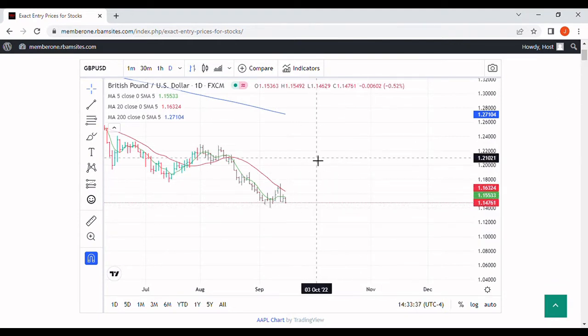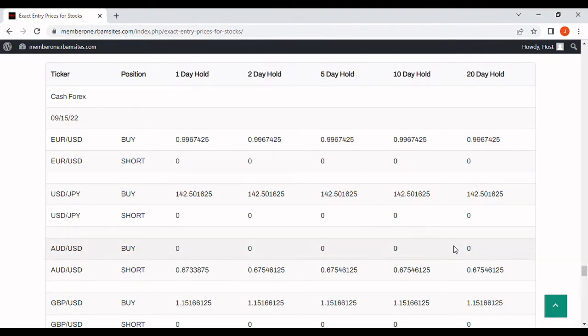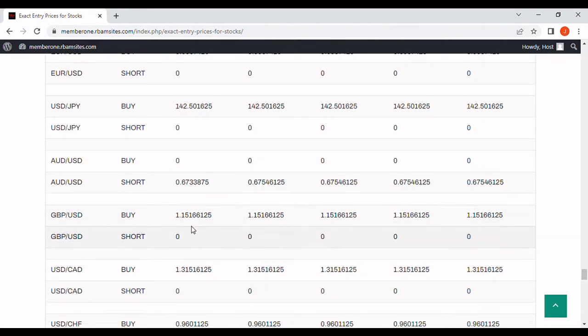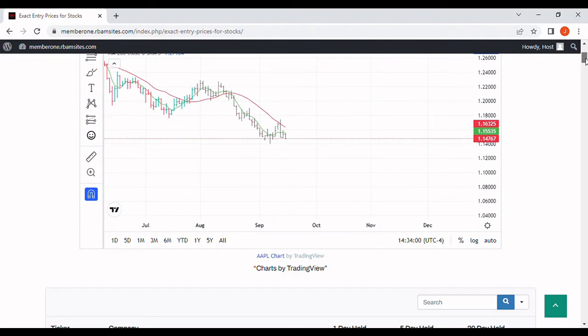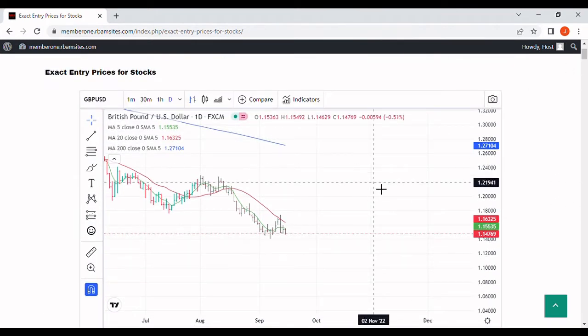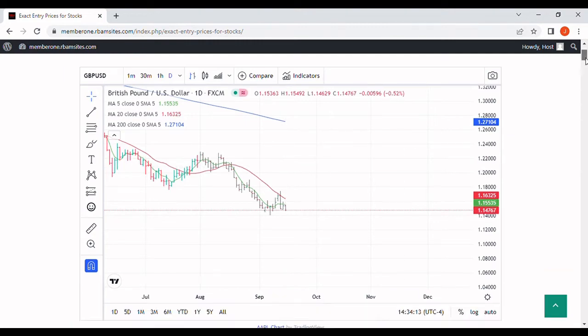Let's take a look and see what RBAM research says about it. Our low for the day here is 1.1462. Let's go down here and look at the algorithmically generated entry points. Find them here. And it looks like 1.15 across the board. Buy prices here. Let's go up and check that again. 1.15. Let's see what's going on here. Check it out. So we're in buy territory on ours, 1.146, so definitely hit the buys on this today.